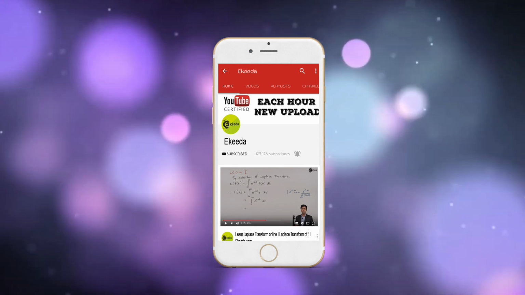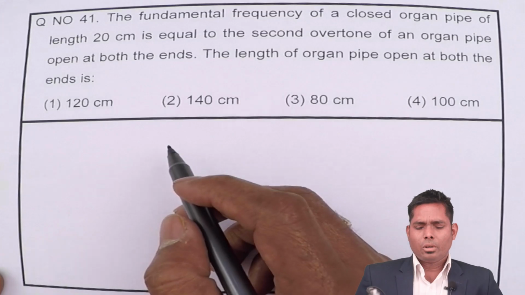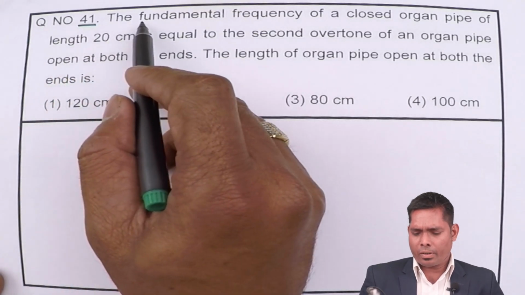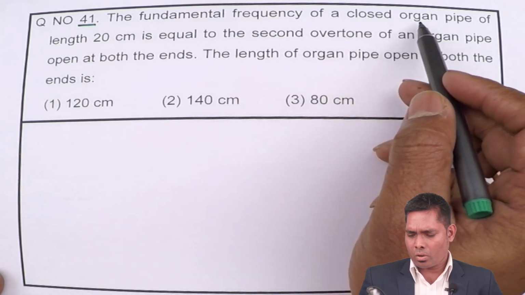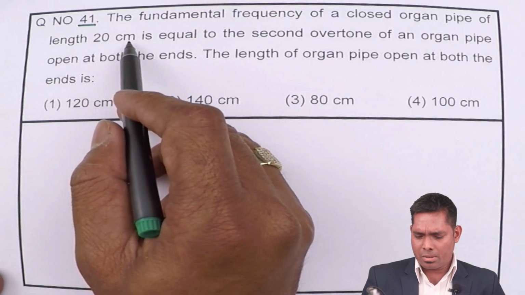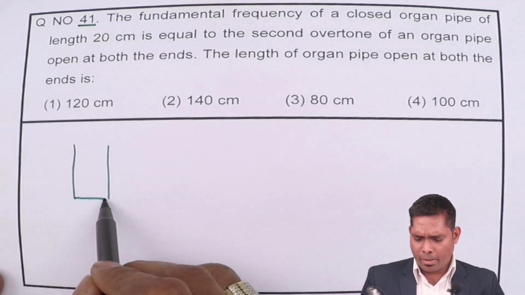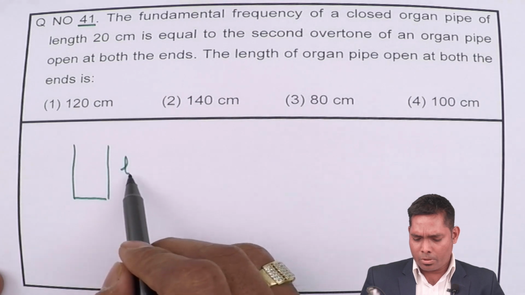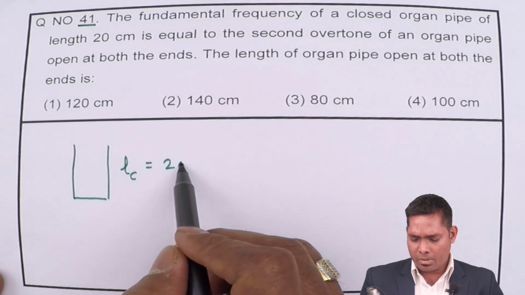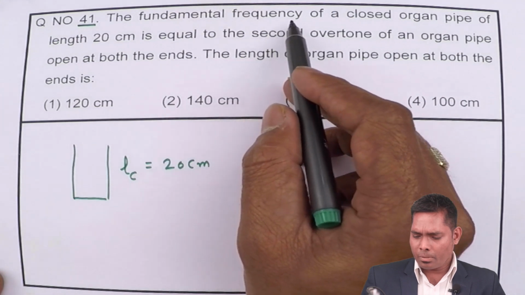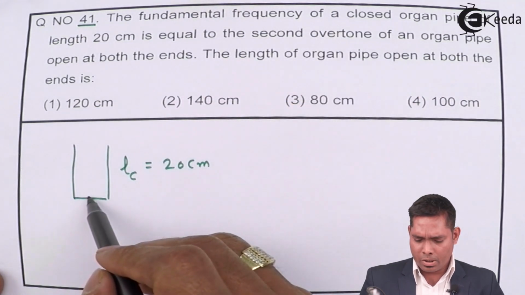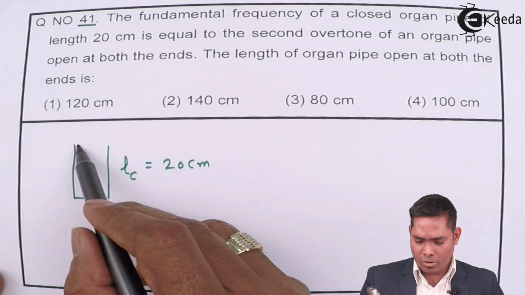Students, in this video, we will be discussing question number 41, NEET Physics paper 2015. The question is, the fundamental frequency of a closed organ pipe of length 20 centimeter. This is a closed organ pipe and the length of this closed organ pipe is 20 centimeter, and its fundamental frequency, the vibration will be in this mode.